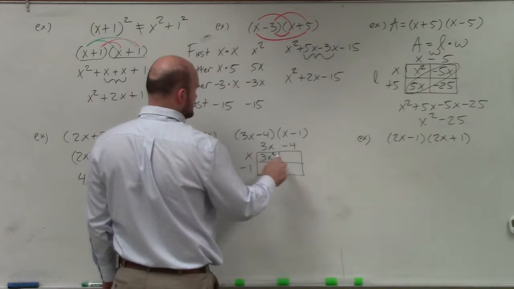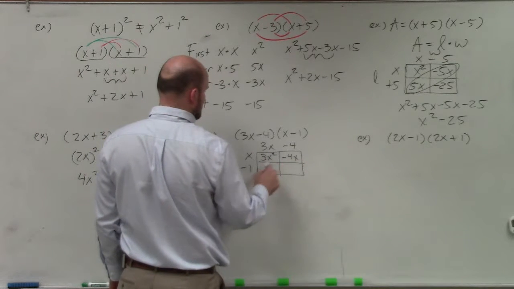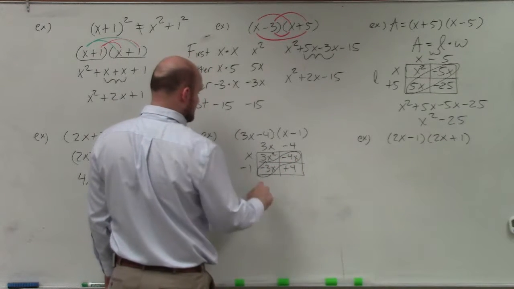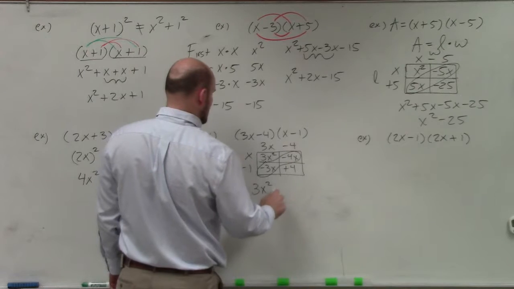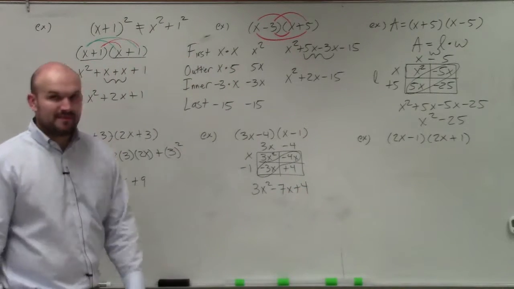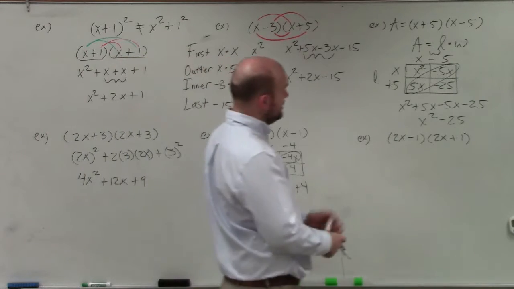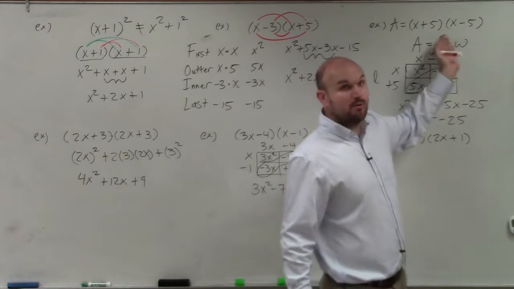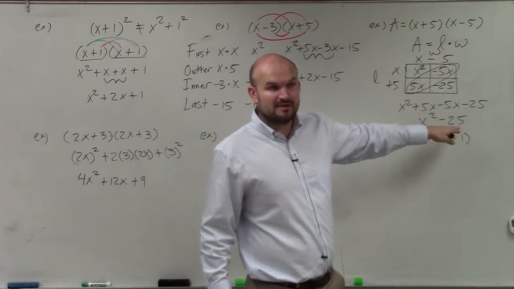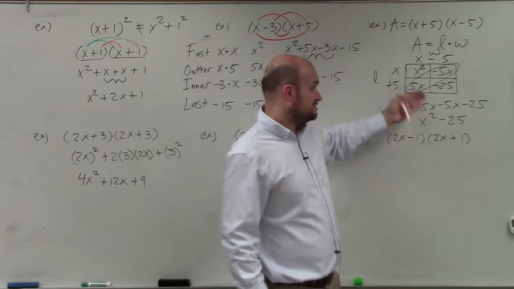So here I have 3x squared minus 4x minus 3x plus 4. Again, terms in the middle combine. So my final answer is 3x squared minus 7x plus 4. Okay, and the last example, again, is another shortcut. Notice that when I have the exact same terms, but one's positive, one's negative, my middle terms subtract to 0, I'm sorry.